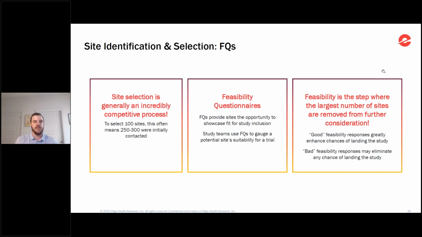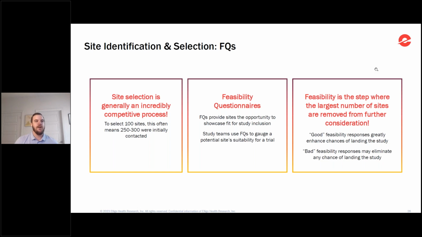So as you can see, this is a very, very competitive process. And feasibility tends to be the step where the largest number of sites are removed from consideration, largely based upon the sponsor CRO's review of the feasibility questionnaire in and of itself. So good feasibility, quote unquote, good feasibility responses greatly enhance your chance as a site for landing that study that you're really interested in. Bad feasibility responses may completely eliminate your chances.